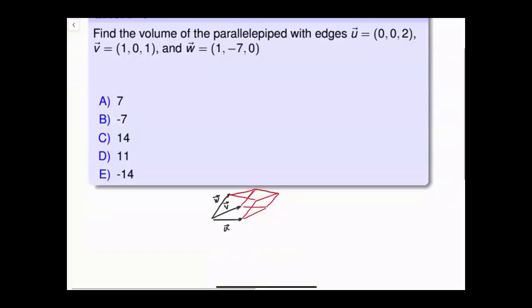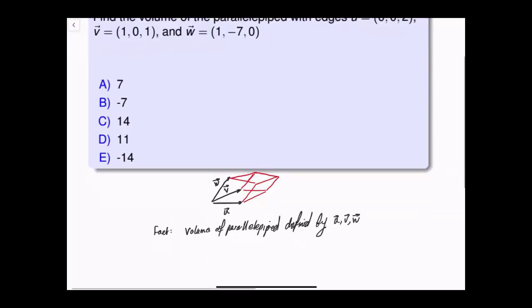Now, the formula we have, or the fact that we have, is this. We are interested in finding the volume of the parallelepiped defined by U, V, and W. So maybe I should write this in black. Okay, volume of parallelepiped defined by U, V, and W.